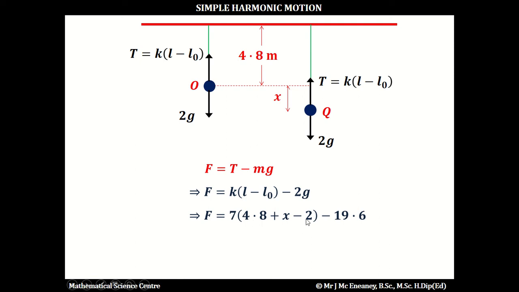Now 4.8 minus 2 is 2.8. And when you multiply that by 7, this gives 19.6. We also have to multiply the 7 by the x, and that gives 7x. So F is 19.6 plus 7x minus 19.6. The constants cancel, and F then just equals 7x.